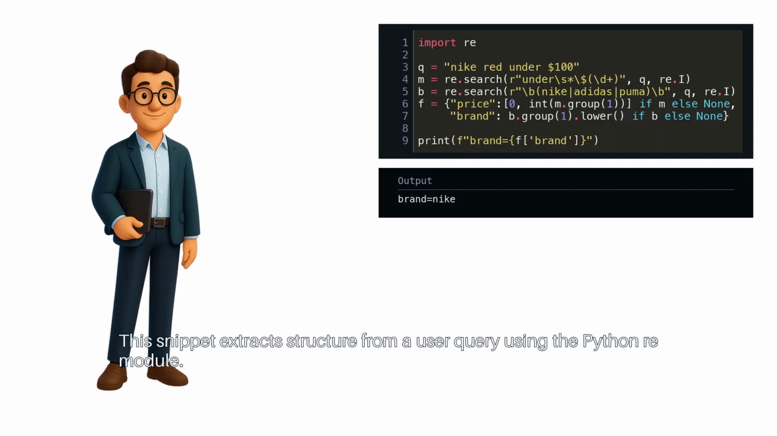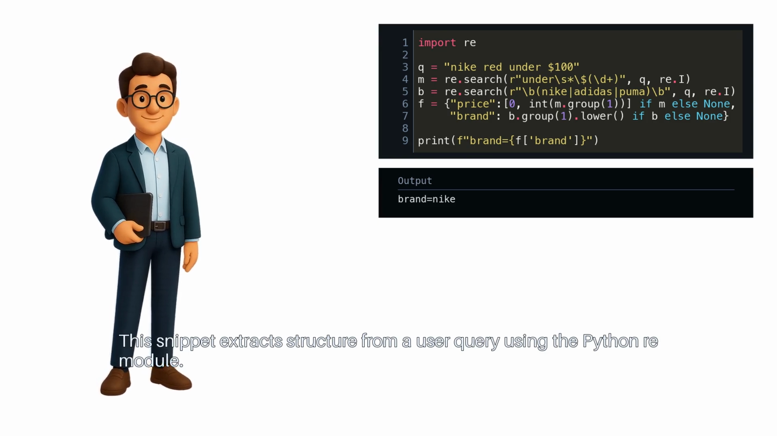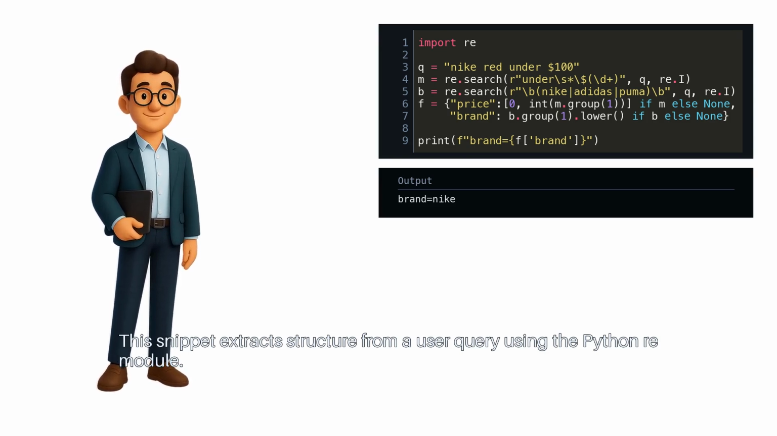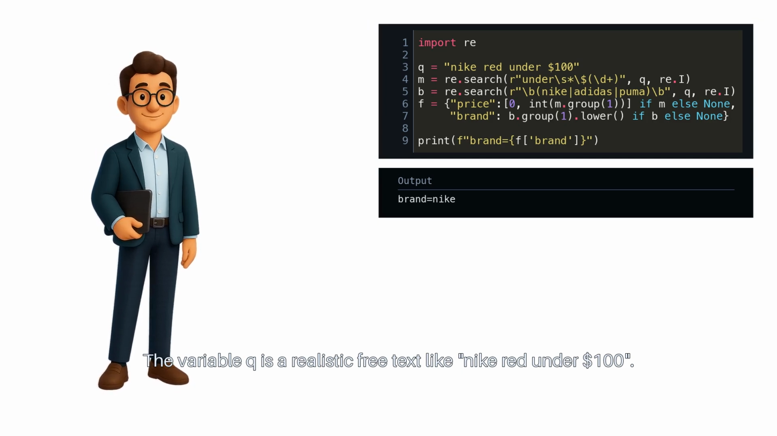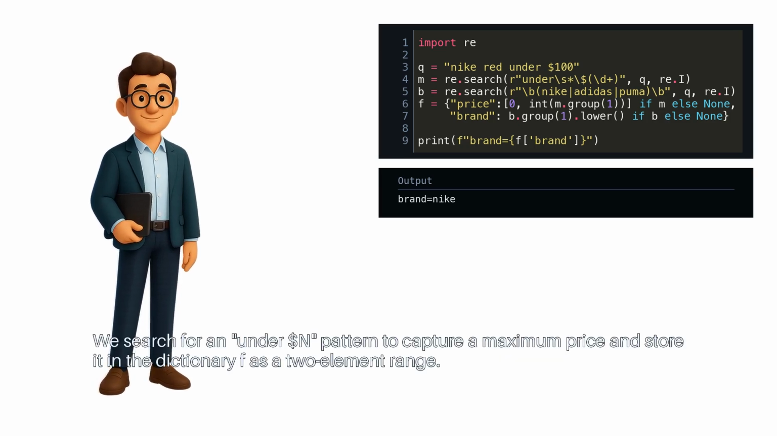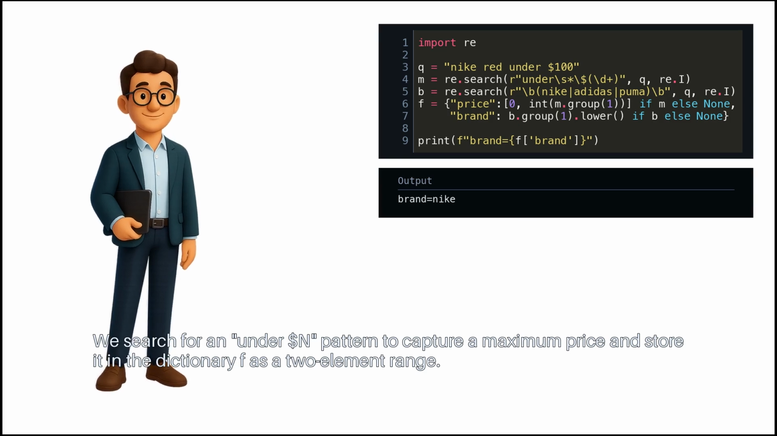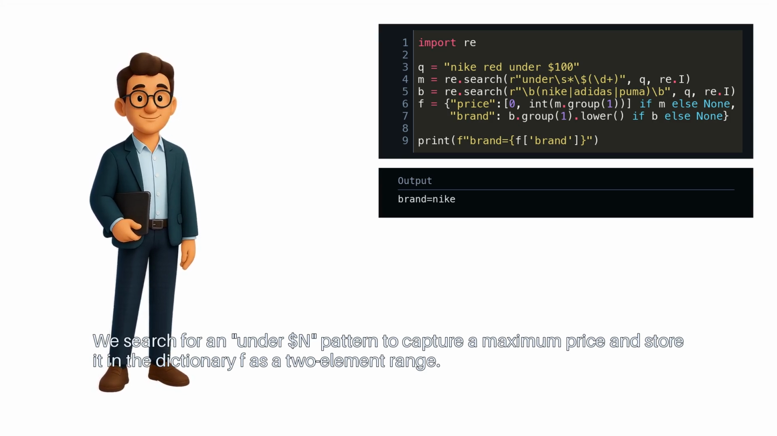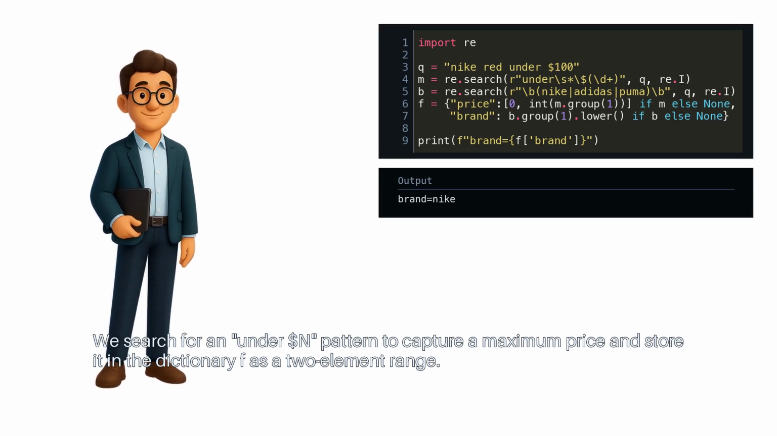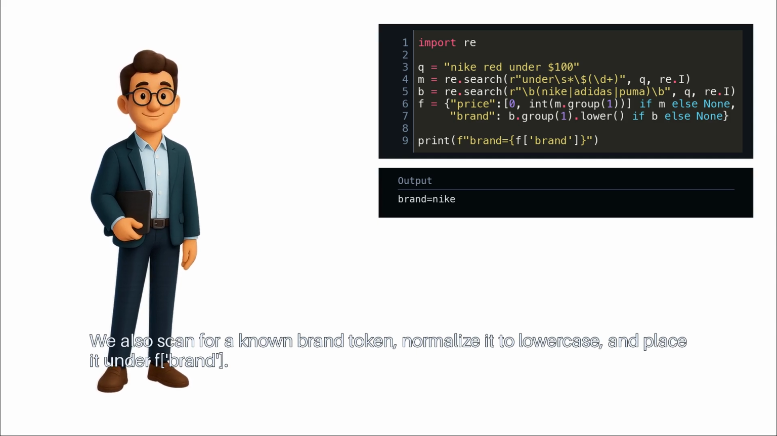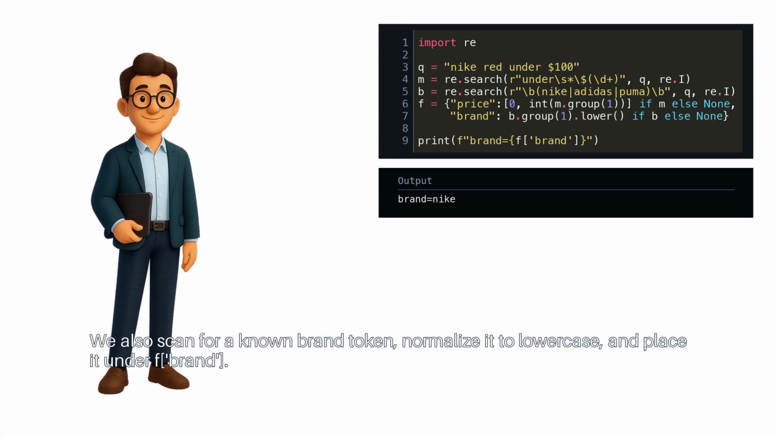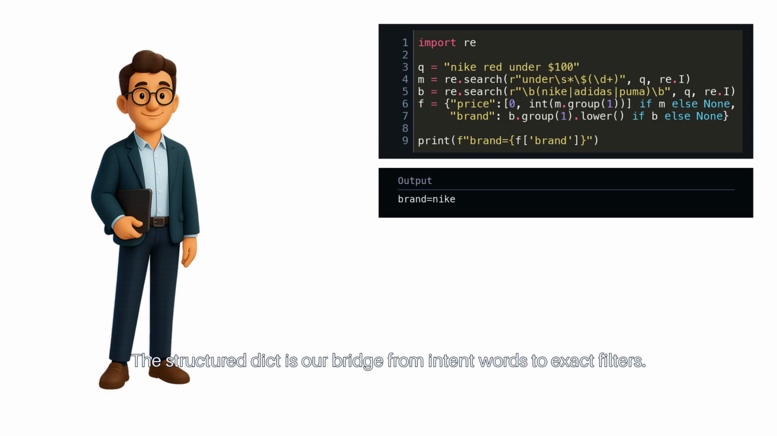This snippet extracts structure from a user query using the Python re module. The variable Q is a realistic free text, like Nike Red under $100. We search for an under $N pattern to capture a maximum price and store it in the dictionary F as a 2-element range. We also scan for a known brand token, normalize it to lowercase, and place it under F brand. The structured dict is our bridge from intent words to exact filters.